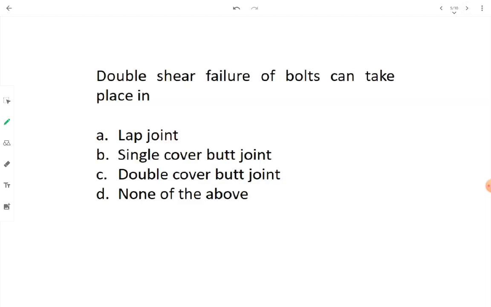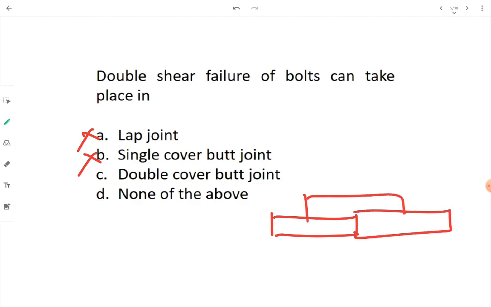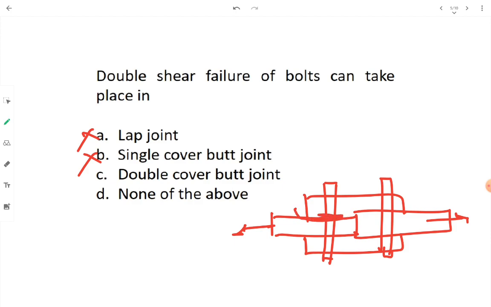Double shear failure of bolt, or let's say double shearing plane for the failure of bolts, can take place in which joint? Is it the lap joint? No, we just saw that. Is it the single cover butt joint? No. Is it the double cover butt joint? Let's check. Let's say these are the two plates provided with double covers, and these are the bolts, or these are the fasteners. Now if the connection is failing in shear, what is going to happen? This is one shearing plane. This one is the first shearing plane and this one is going to be the second shearing plane.